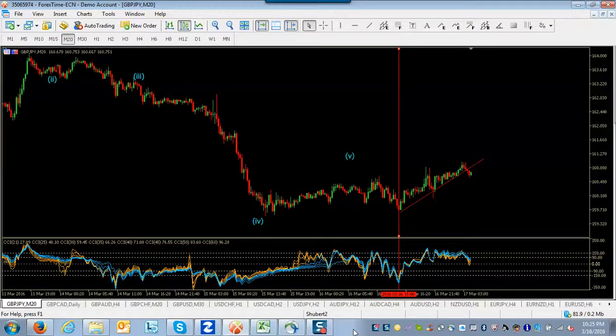And again, don't take any trades based on anything I say. Use your own judgment and base it on your own analysis. But that's how I see it from an Elliott wave perspective with the fundamentals.